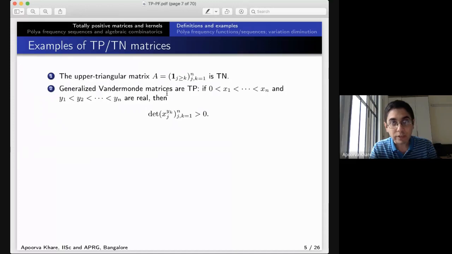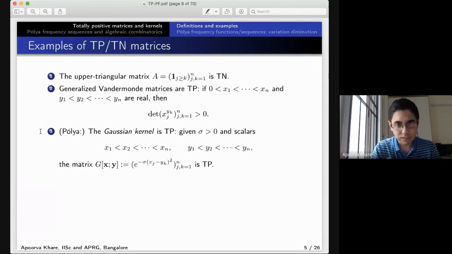If you look at generalized Vandermonde matrices, these are totally positive, meaning if you take increasing real x's, positive, and any real increasing exponents y, then the determinant of x_j to the y_k is positive. And I will actually prove this result for you on the next slide. And this applies immediately to prove that the Gaussian kernel is totally positive.